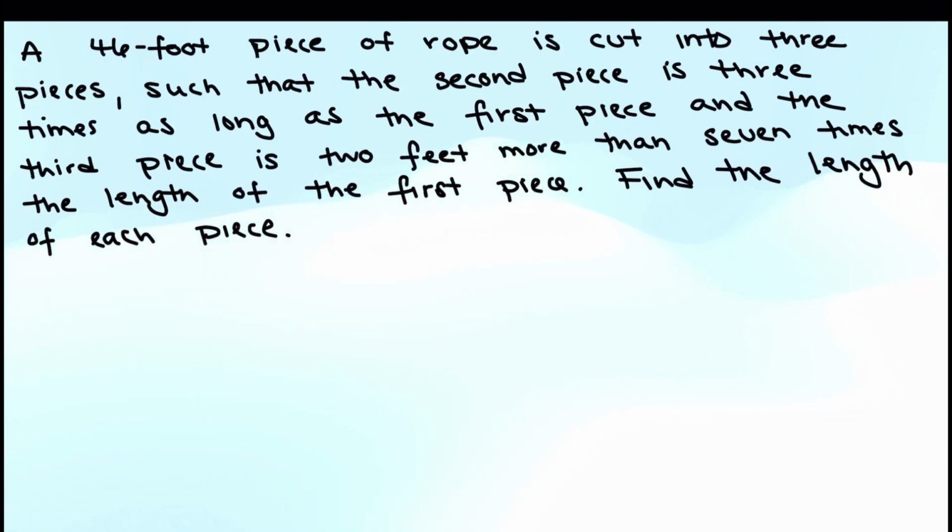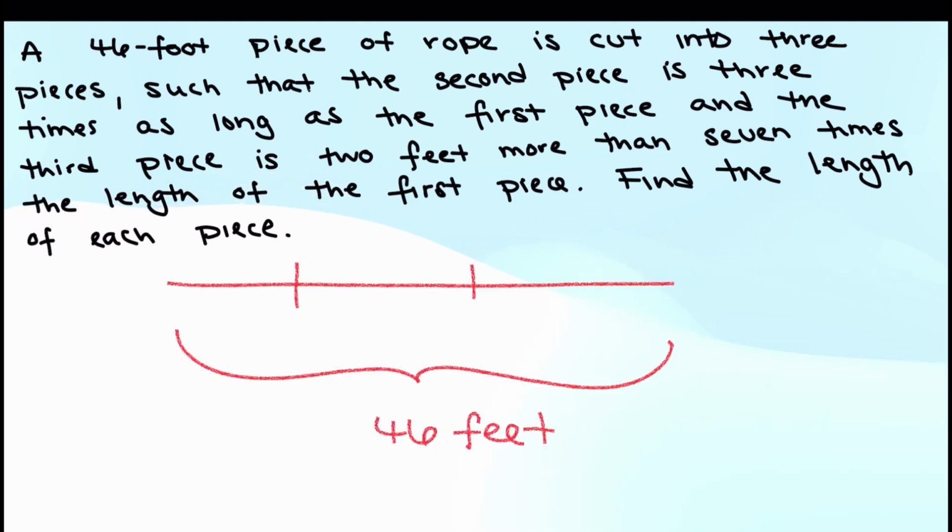Example 3. A 46-foot piece of rope is cut into 3 pieces, such that the second piece is 3 times as long as the first piece, and the third piece is 2 feet more than 7 times the length of the first piece. Find the length of each piece. All right, there's a lot going on in this problem, so I'm going to start by drawing a picture and then just kind of going one word at a time and trying to label things.